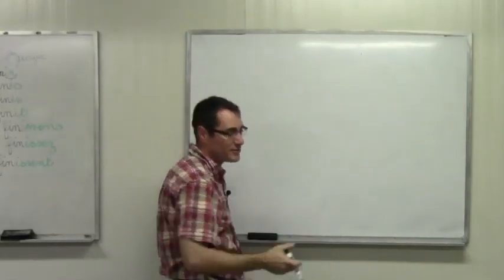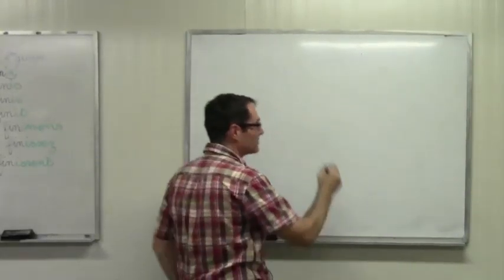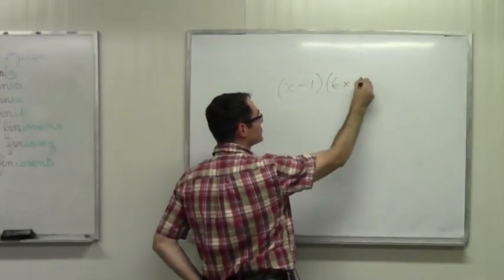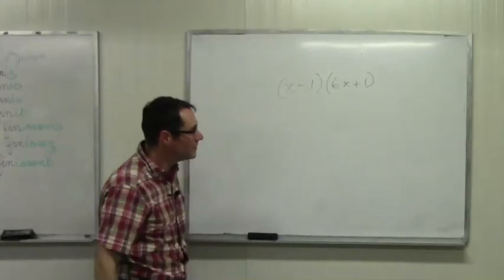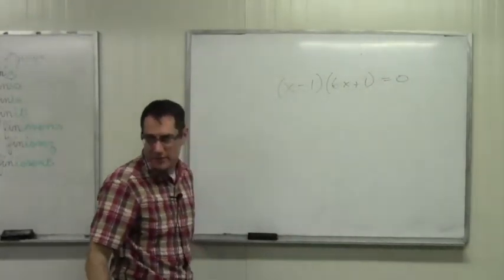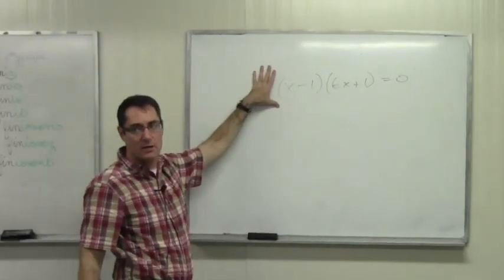Oh, sorry, I didn't even finish the problem. So what we end up with is x minus 1 times 6x plus 1 equals 0. So we still haven't solved for x yet. We factored it, but we still haven't solved for x. What do you do for these ones to solve for x?